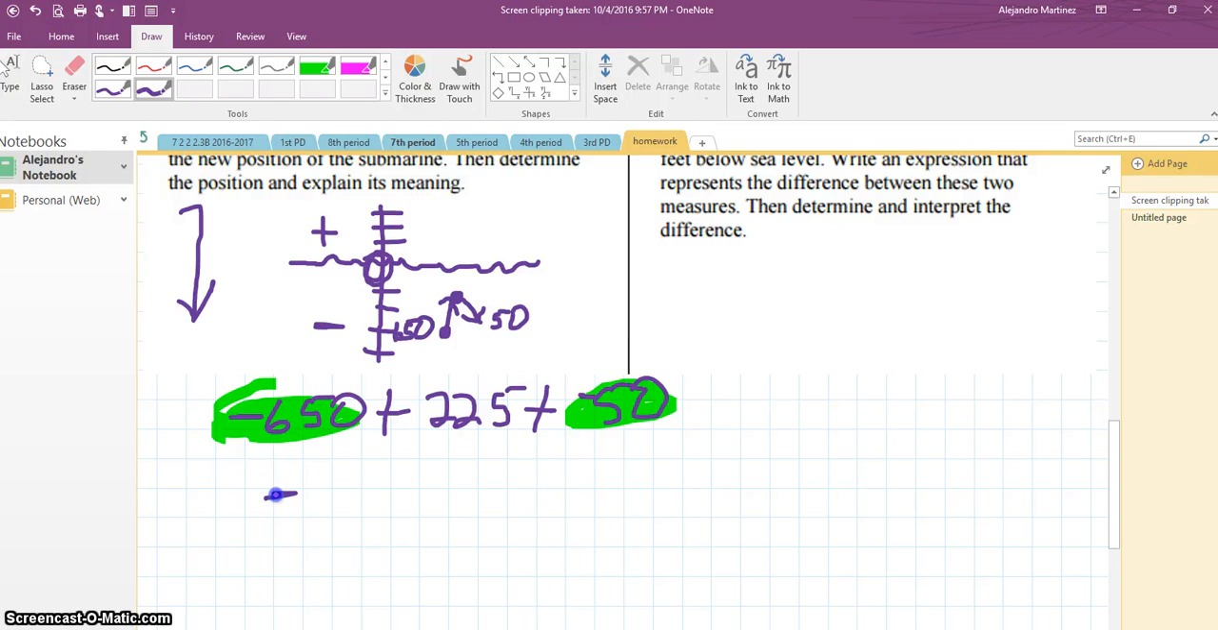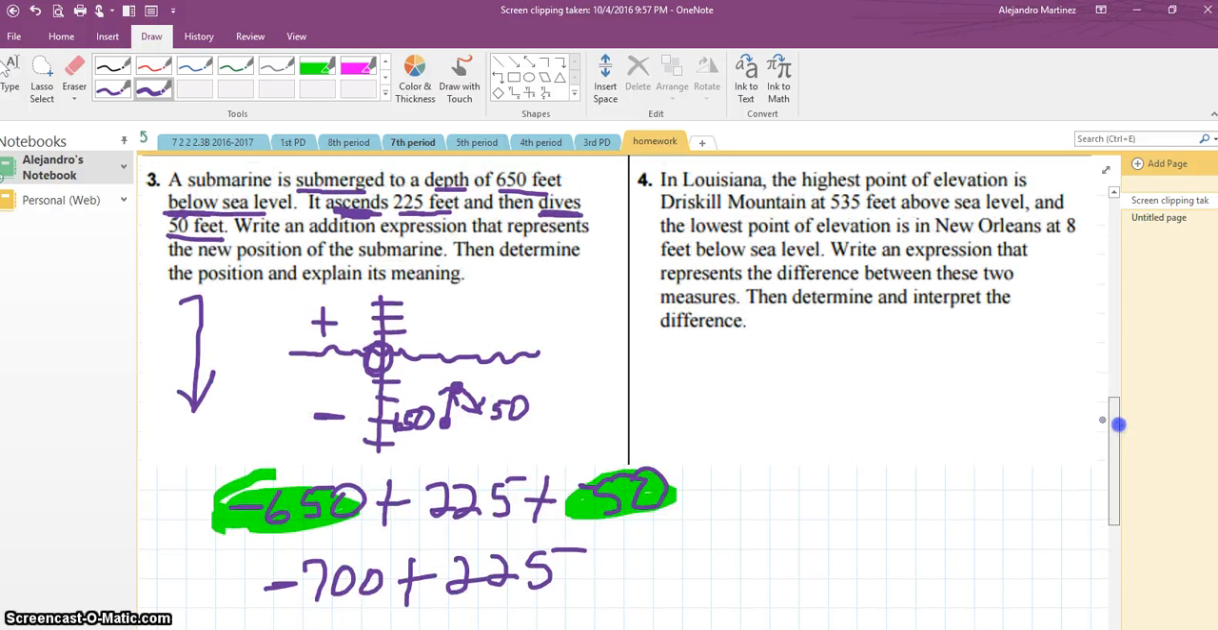So this will give you negative 700 plus 225. By rule, once negative, once positive, you subtract and keep the sign of the greater absolute value. So I'll let you finish this part.